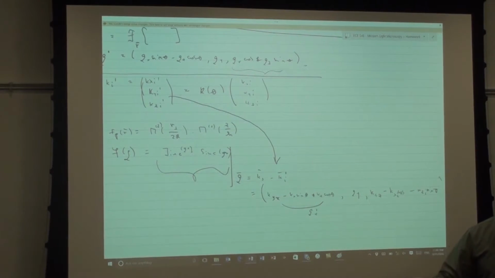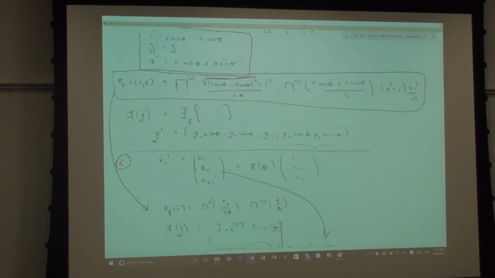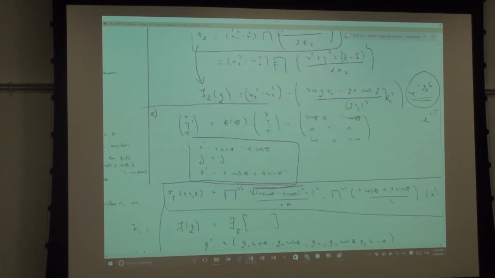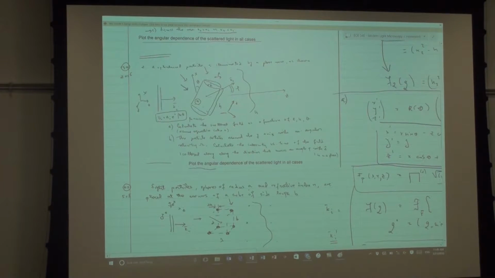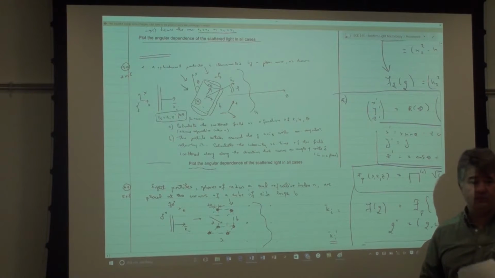Why? Because they are in different systems of reference. This gives you the scattering with respect to the rotated particle. So this is my new system of reference. That's why.